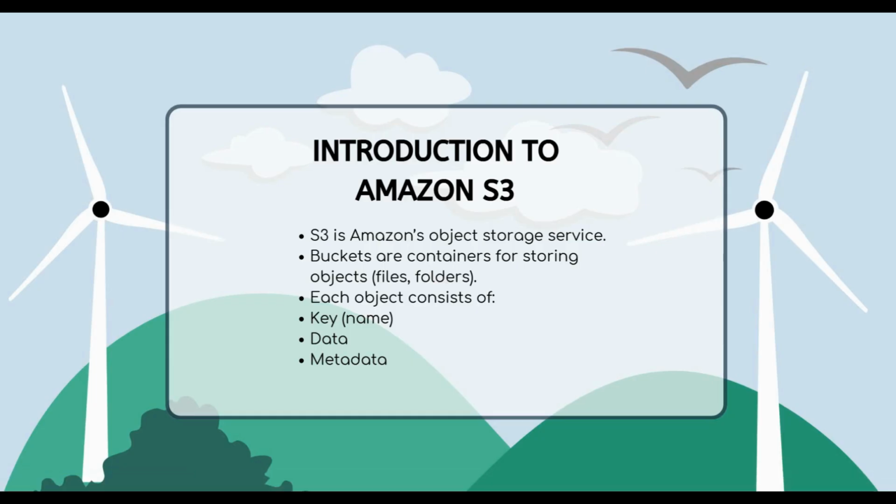Amazon S3, our Simple Storage Service, is AWS's object storage solution. Think of it as a place where we store data as an object inside the bucket. Each object has three main parts: a key, which is basically its name, the actual data, and the metadata that describes it. It's highly durable, scalable and accessible from anywhere in the world.